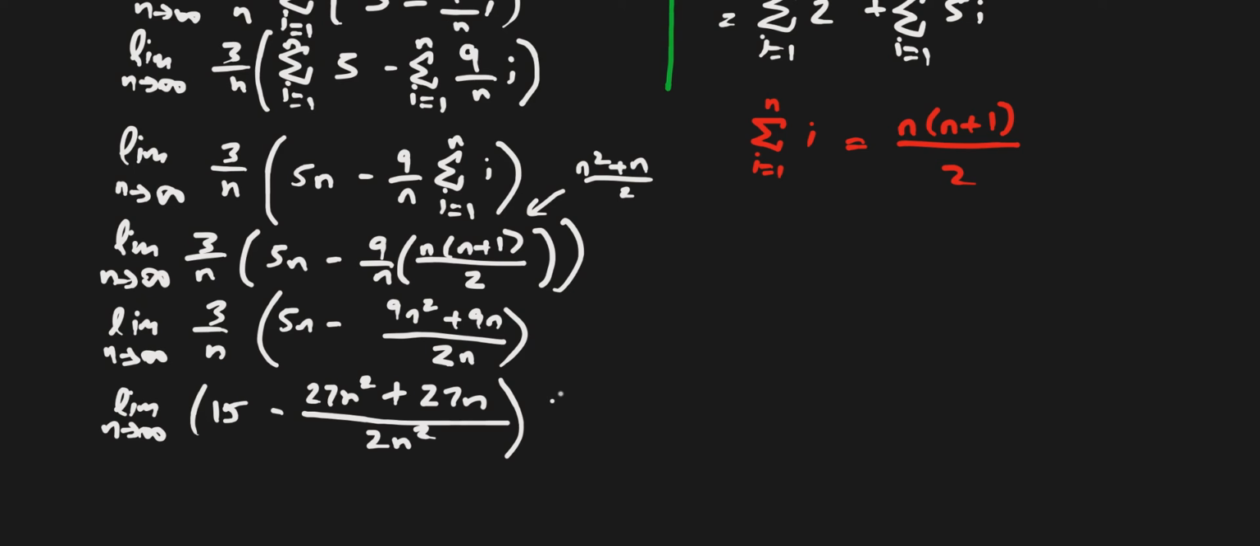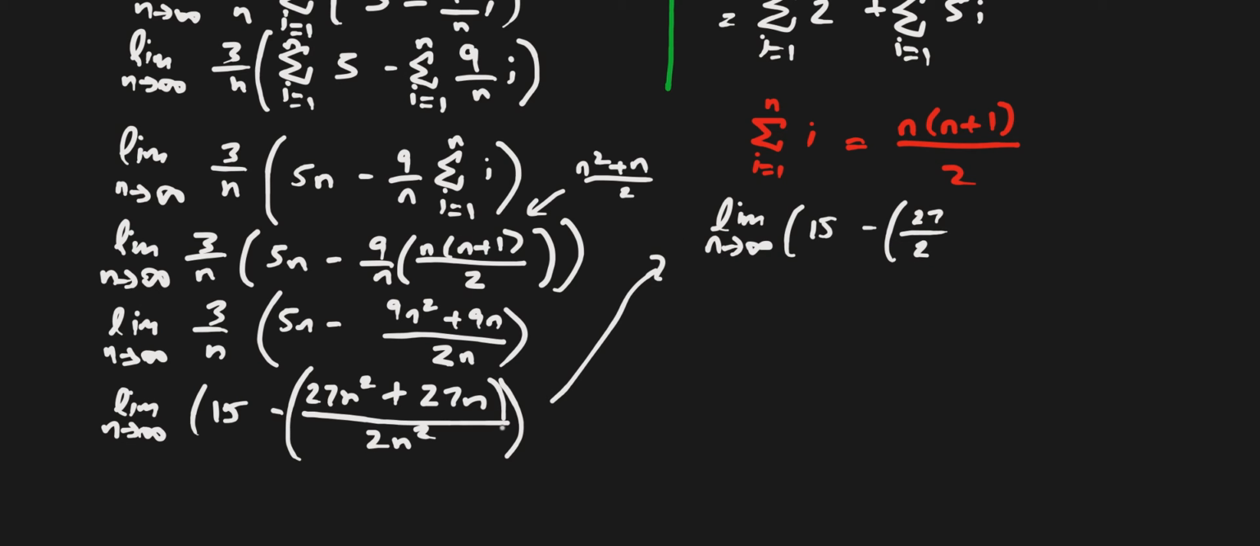So what does this become? I'm going to continue this onwards here. If we simplify this further, this just becomes the limit as n approaches infinity of 15 minus, so this n squared can cancel out, so this just becomes 27 over 2 plus 27 over 2n. That's what we end up with.